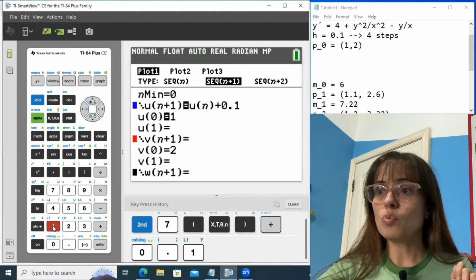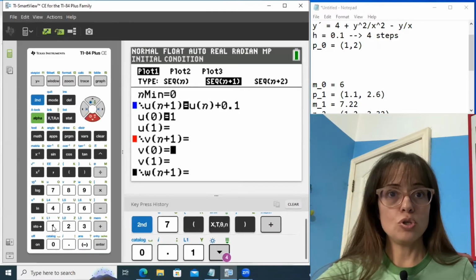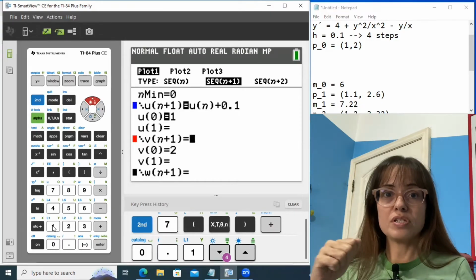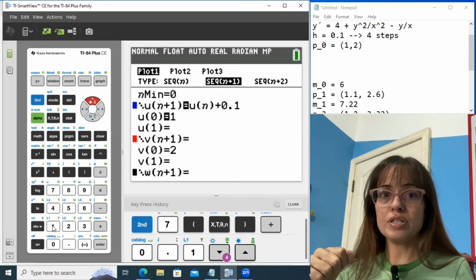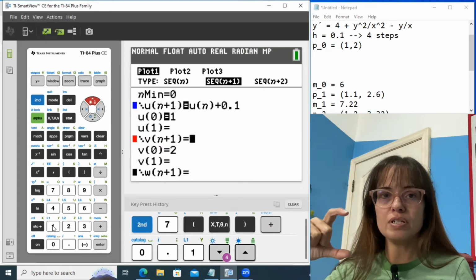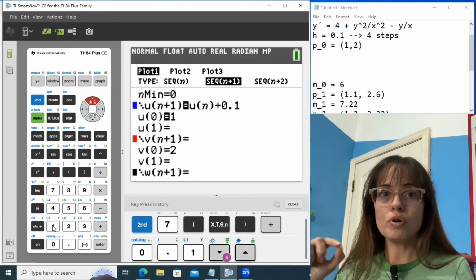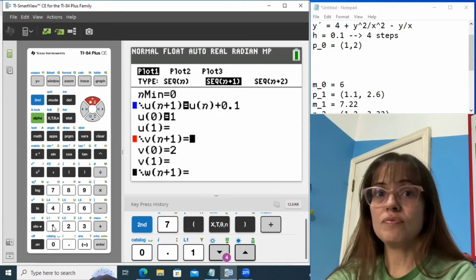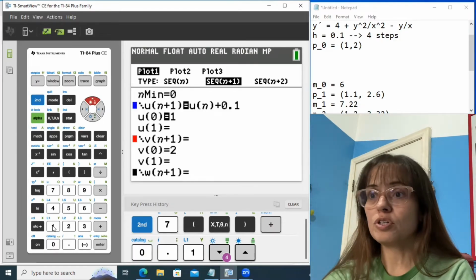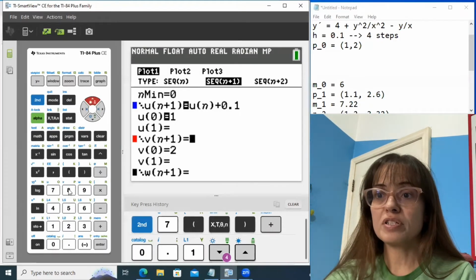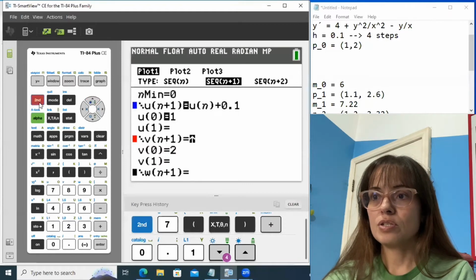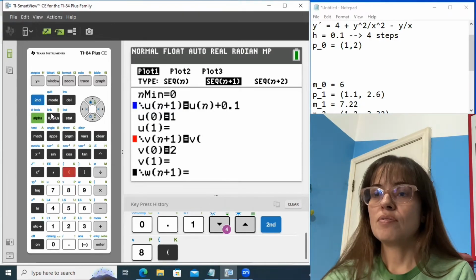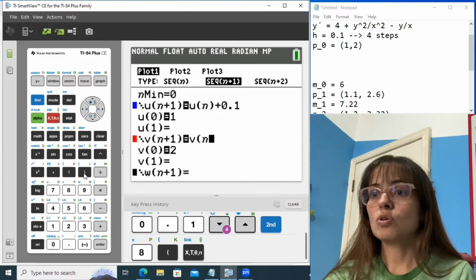But now we need to worry about the y coordinate, which starts at 2. But how were we calculating that y coordinate before? We would start at the y coordinate of the previous point and then do a little bit different according to the slope of the triangle that we were looking at. So first we're going to start by typing v of n, which is the y coordinate of the previous point. So now we're going to use the button 8 with the second 8 to get that v, open parentheses, variable button to get the n, and then close parentheses.